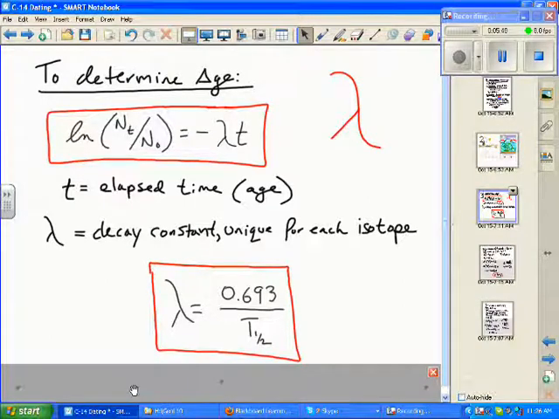Half-life would be in minutes or seconds or years, and so the units for lambda is the inverse of some time. Seconds, again, minutes, years, whatever it might be. So let me show you how you put these two formulas to work and solve a couple of age dating problems.